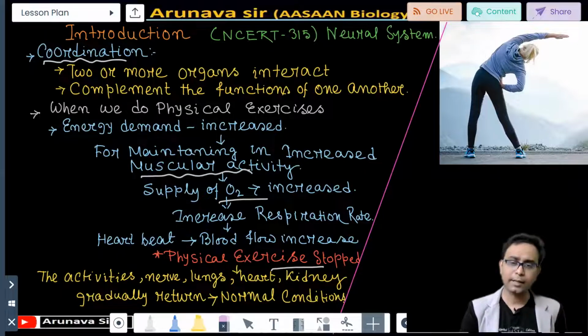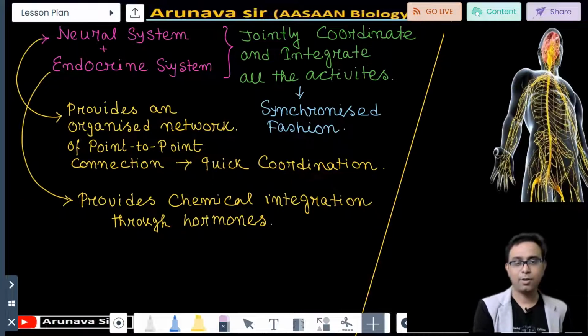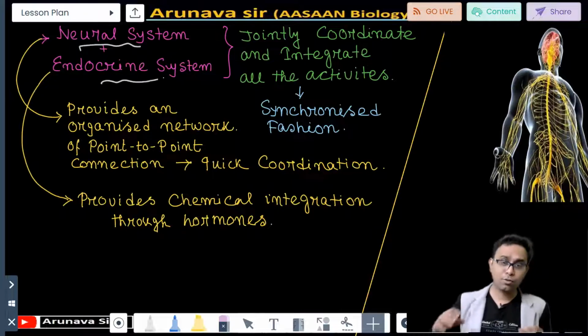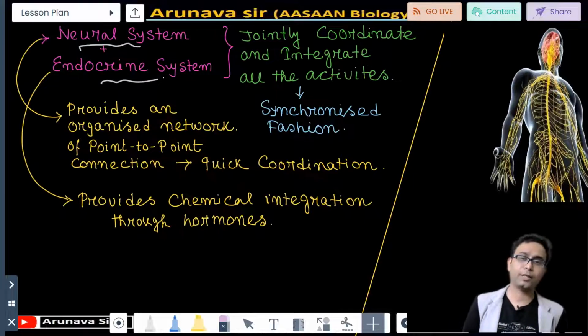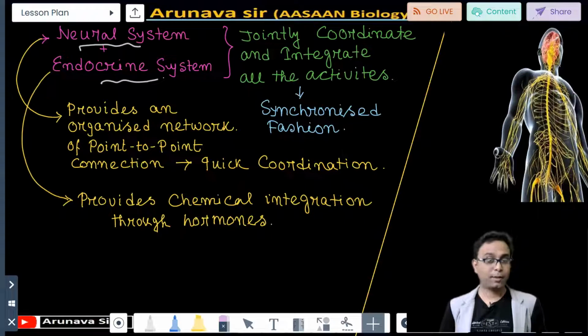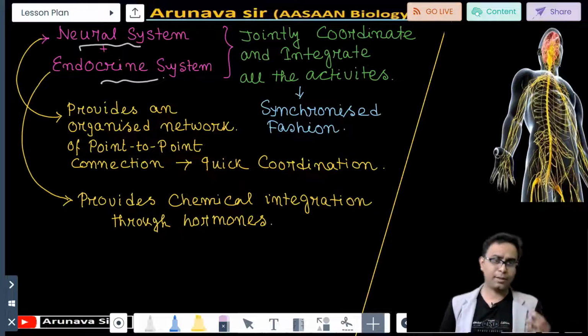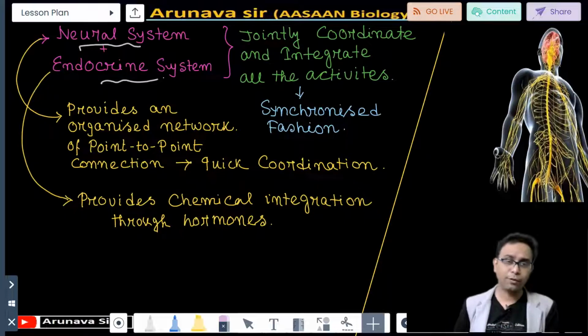Now we discuss another important thing. The neural system is not the only one; another is the endocrine system. The neural system and the endocrine system jointly coordinate and integrate all the activities in our body, so all the different organs act in a synchronized fashion. But how? What is the difference between the functions of the neural system and the endocrine system from the coordination point of view?